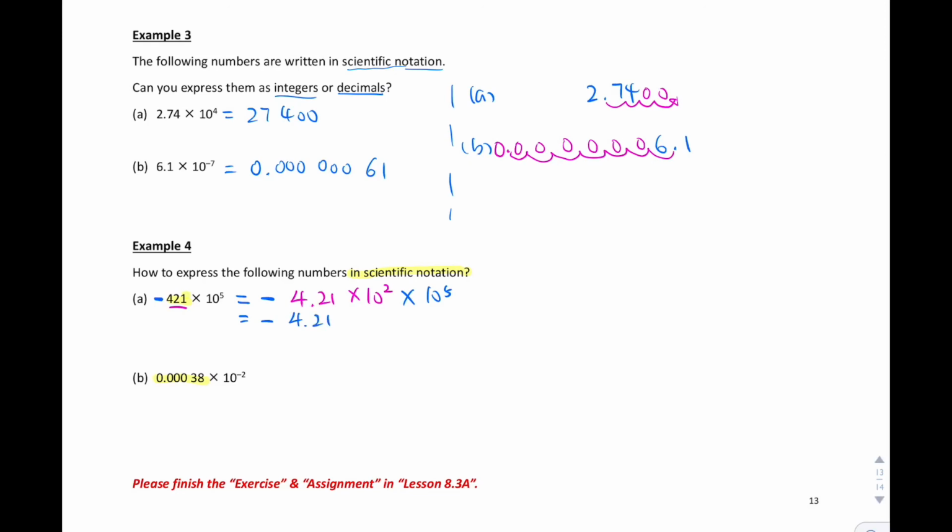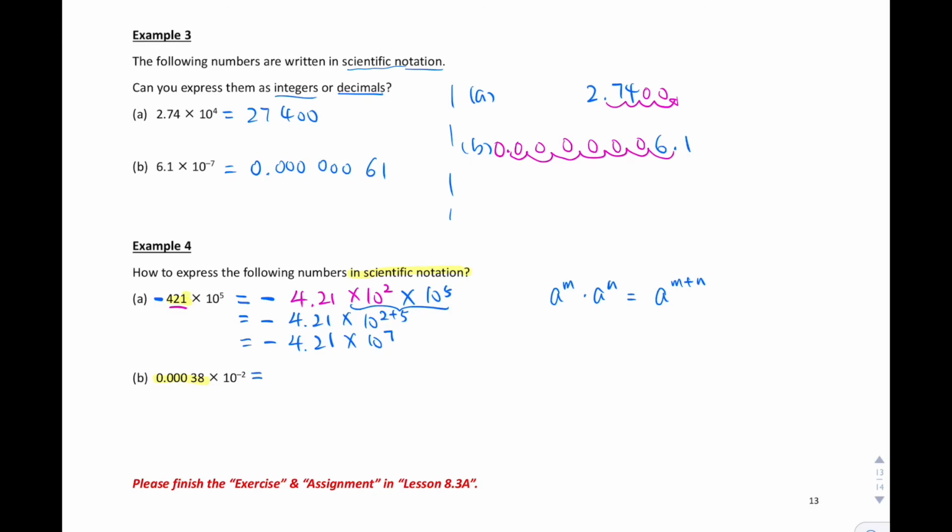And then here, by using the law of index, same base multiply together, and then we have a to the power of m plus n. So this is 10 to the power of 2 plus 5. And finally, we have the answer, -4.21 times 10 to the power of 7.